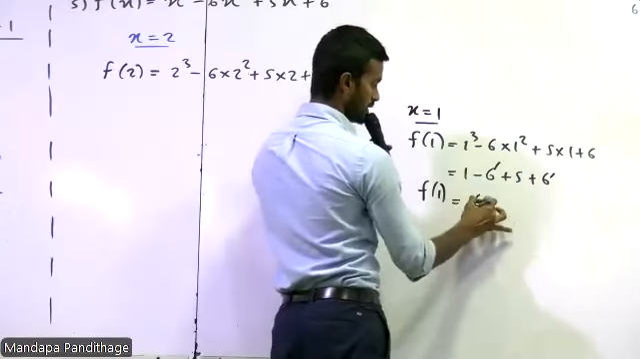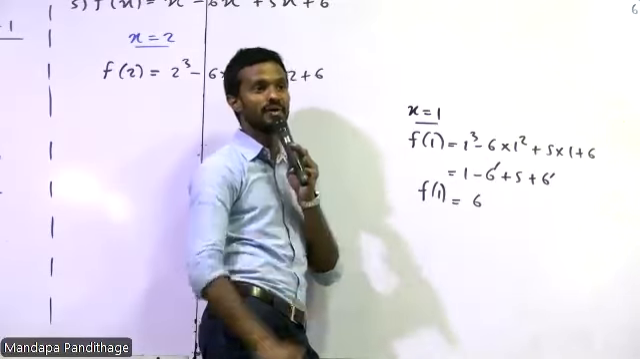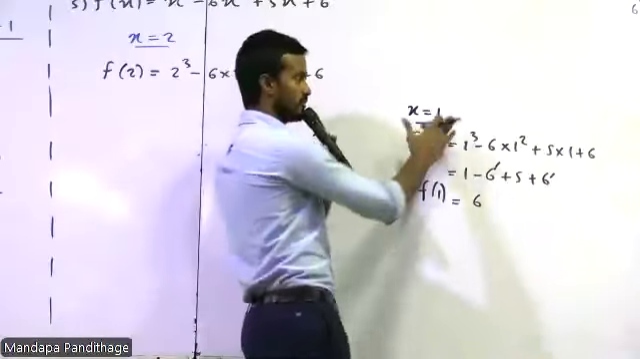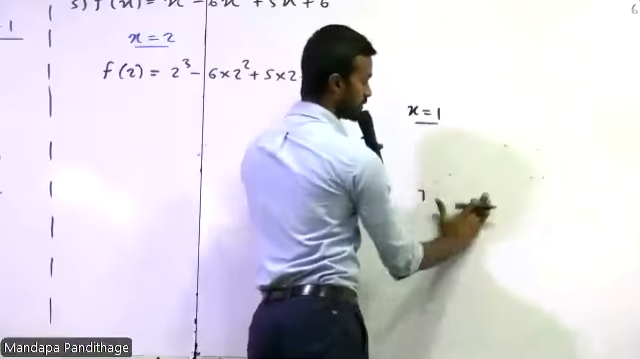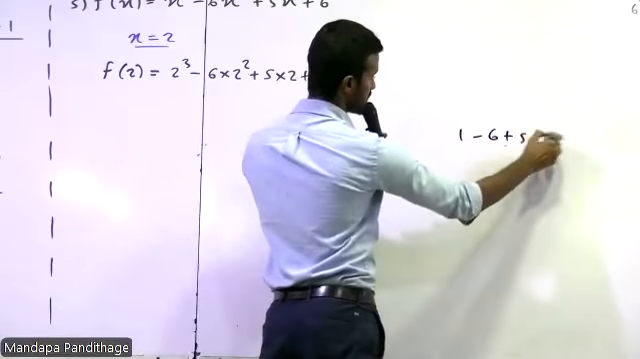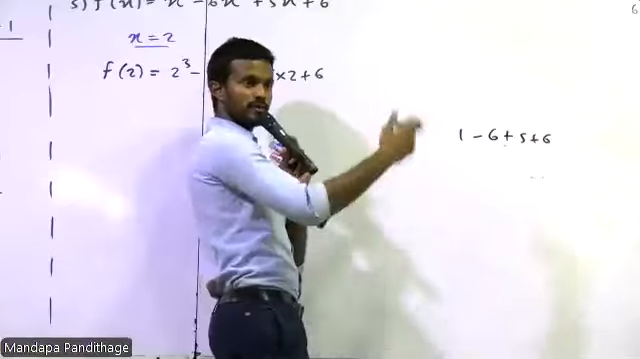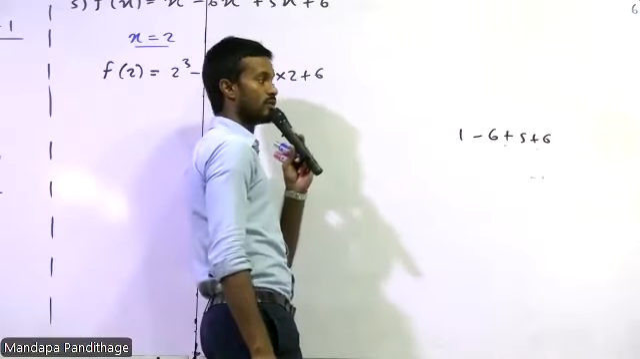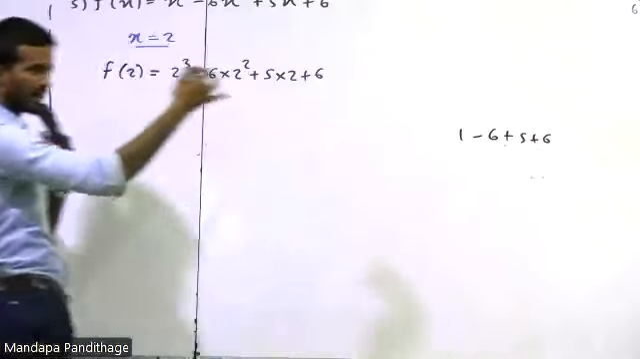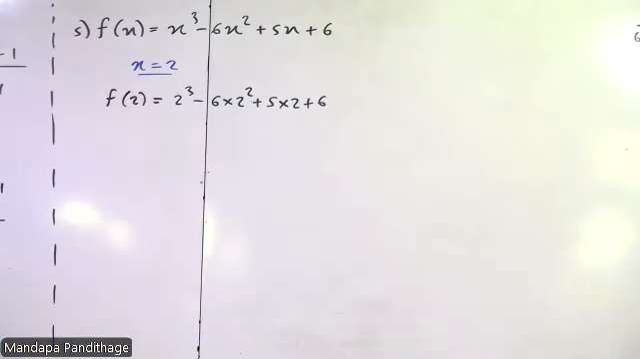f(1) is 6. Do you call this a rough paper? You don't need to do it like this. When you need to check whether it becomes 0 or not, just put x equals 1: 1 minus 6 plus 5 plus 6. You realize it is not 0. Then go on to the next one. There should be a difference between your book and the rough paper. In rough paper, just substitute and see whether the value comes to 0. You don't have to simplify it till the last step. Just substitute and you can tell whether it is 0 or not.